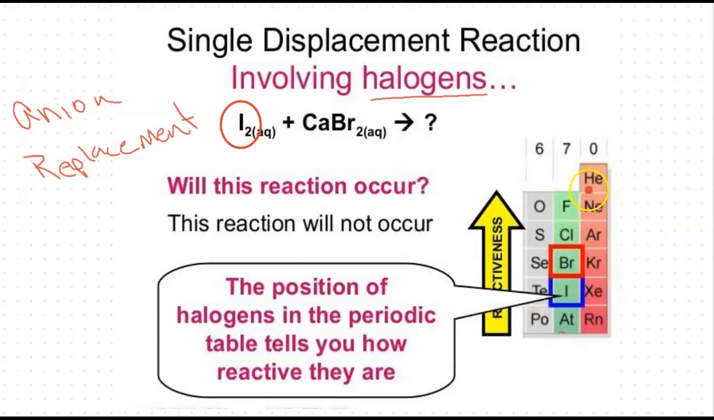So when I'm looking over here at my halogens, fluorine is the most reactive and iodine is at the bottom. So when I look at this sample equation here, iodine reacting with calcium bromide, iodine cannot replace bromine because iodine is the least reactive. So this is another example of one that would be no reaction because the least reactive element is already on its own. So this reaction will not occur.